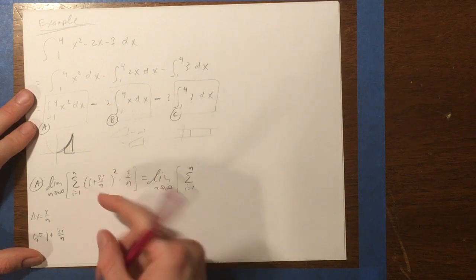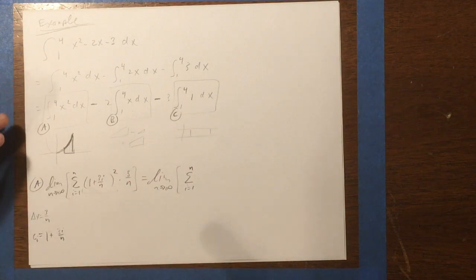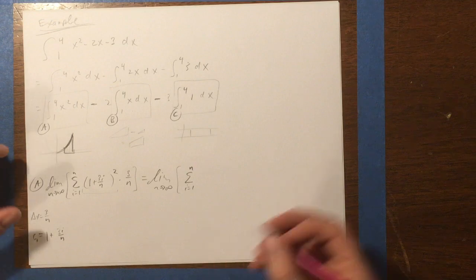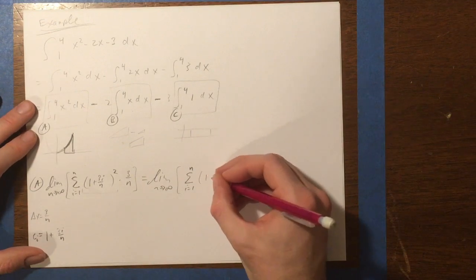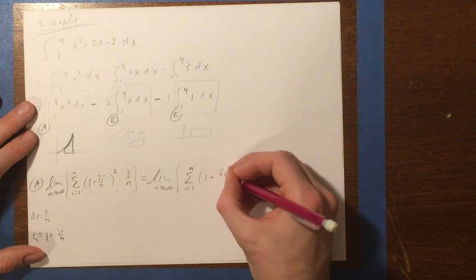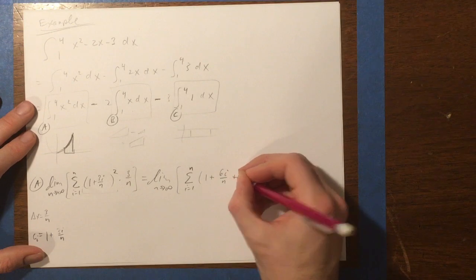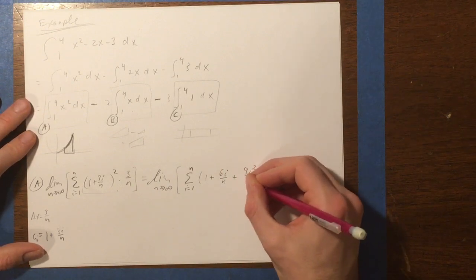And then this whole thing needs to be squared. And so to square that, we're going to have to apply the squaring of a binomial here. We're going to get 1 plus 2 times 1 times 3i over n. So that's going to be 6i over n. And then plus 3i over n squared, which would be 9i squared over n squared.